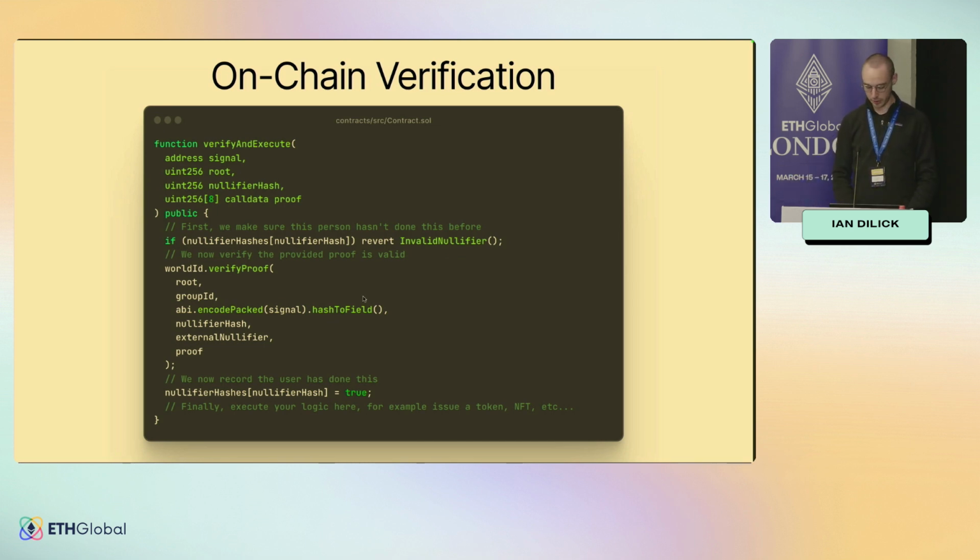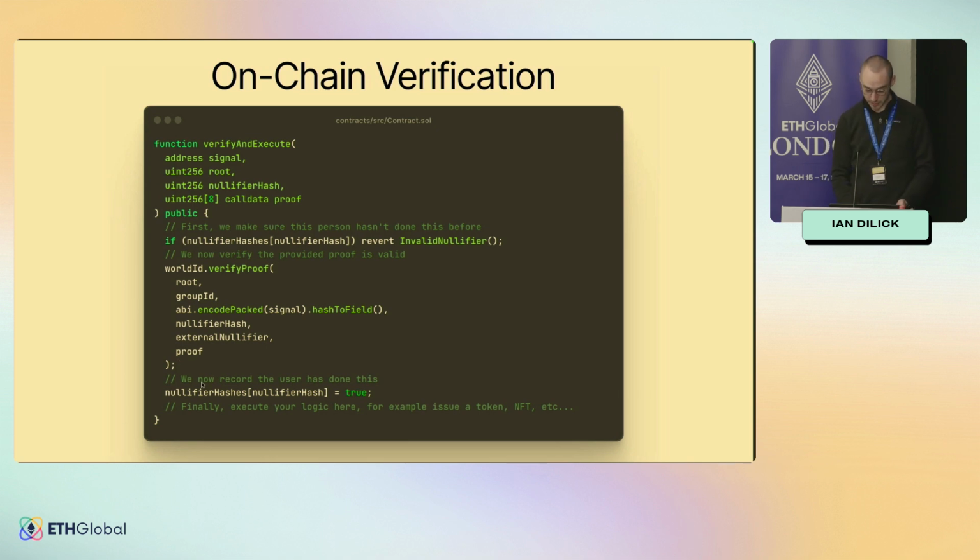And then input the signal. So we ABI encode it and hash it a specific way for the protocol. That hashToField function is defined in our smart contract template. We also have to input the nullifier hash, that external nullifier determining what action the user is performing, and the proof. And if that proof verifies, the contract will continue. But if that proof doesn't verify for whatever reason, it will simply revert at this point.